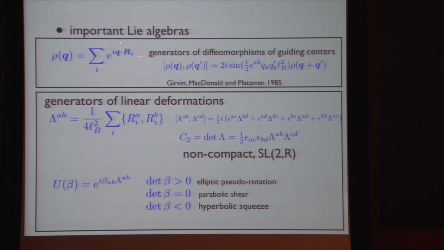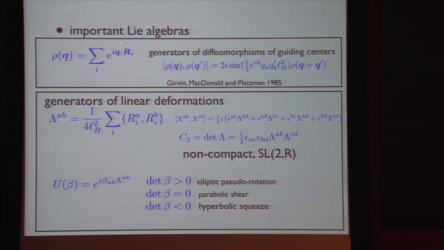It's called the sine algebra by some people. And this basically is the algebra of the generators of diffeomorphisms of the guiding centers. And a particular subgroup of this, which you can get by expanding this carefully, you basically have to, if you look at this carefully, there's a very singular U(1) part, the Q equals 0 part of this, that has to be carefully subtracted out to make this algebra non-singular. And then you can expand it in the thermodynamic limit.